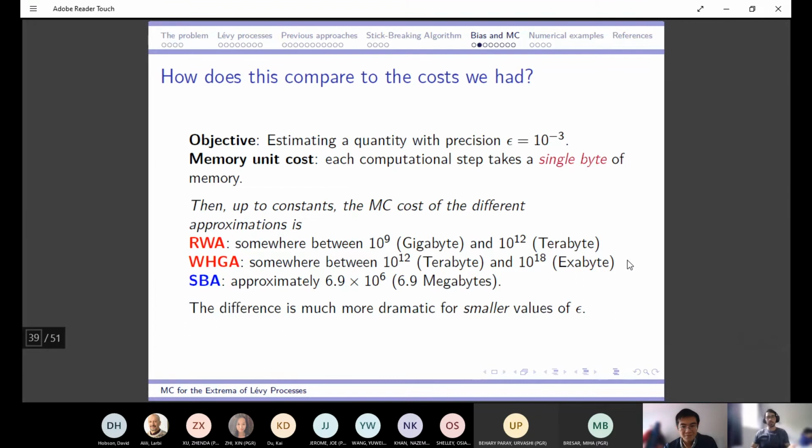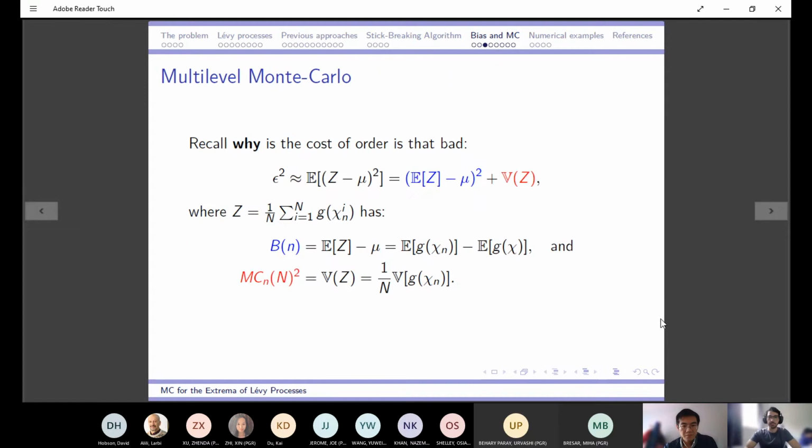And this improvement, of course, gets more dramatic the more precision you want. So the smaller the epsilon, the more dramatic the improvement is by using this stick breaking approximation. Okay, now I don't know if the audience is familiar with multilevel Monte Carlo, but I will introduce it briefly. I will give a bit of an idea of how it comes about.